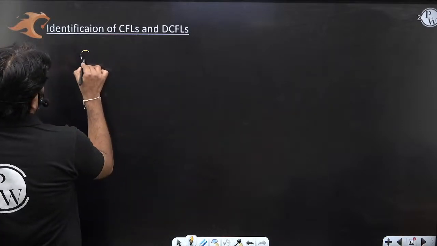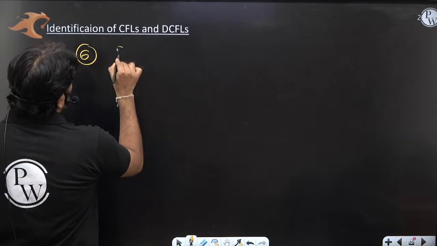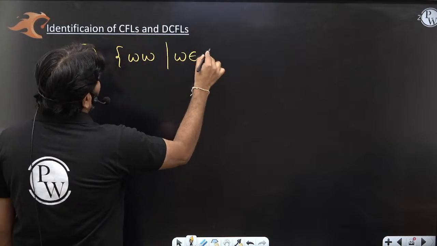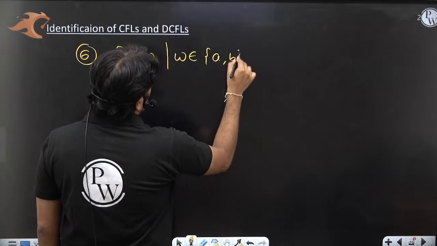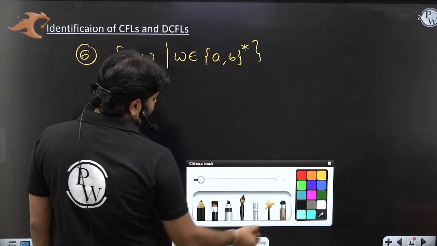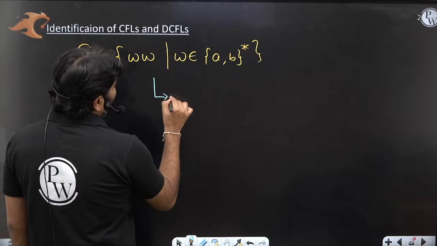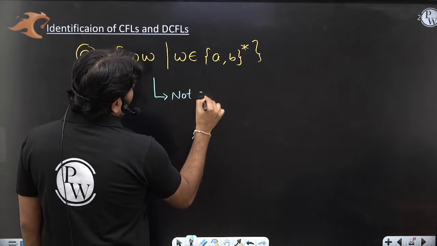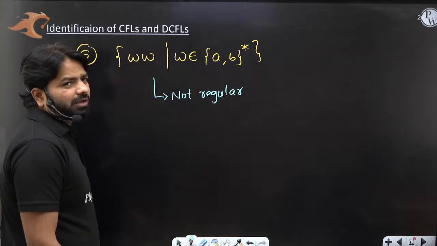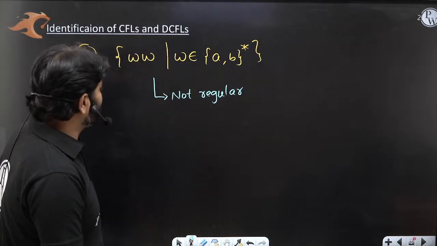The sixth one. There are very famous languages like WW, such that W belongs to {a, b}*. If you have studied regular languages, we know this answer is not regular, because we cannot design a DFA for this. WW, a concept over more than one symbol, is difficult.